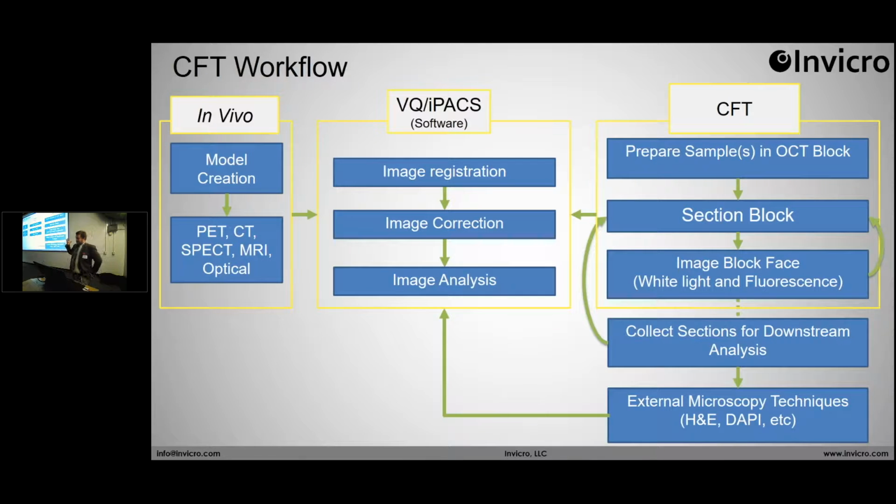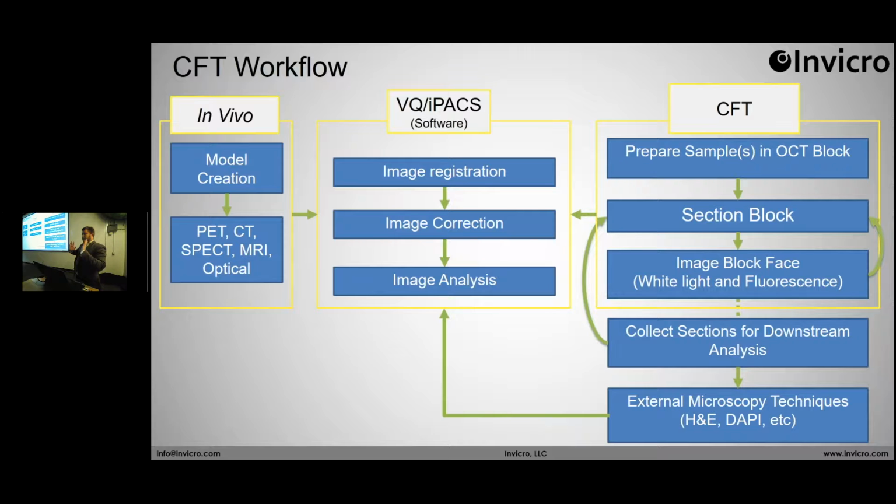Since everybody seems to need to have a chart, this is mine. This is the CFT workflow. What we do upstream is prepare the subject. This can include administration of tracers. This can include induction of a tumor model that itself is fluorescent. This can also include longitudinal imaging in vivo. So it's possible to do PET, SPECT, diffuse optical, all kinds of medical imaging technologies upstream.